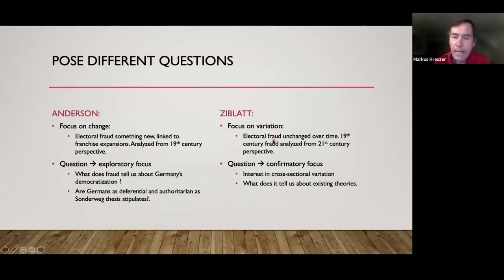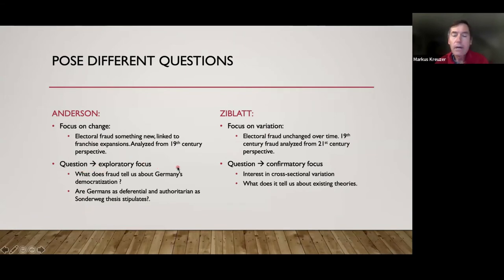Ziblatt, on the other hand, has a focus not so much on change, but variation. For him, electoral fraud is unchanged over time. There's no difference between the fraud in the 19th century and the fraud in the 21st century. And so this leads them to ask very different questions.